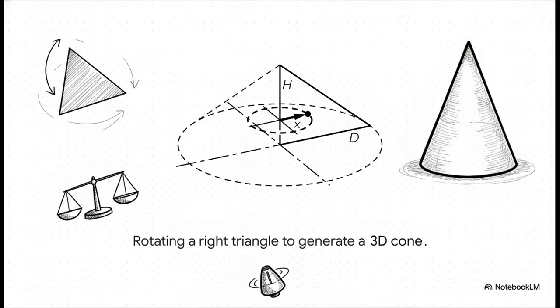Suppose we want to find the center of mass of a perfectly flat right triangle. Instead of doing flat 2D math, imagine taking that triangle and sweeping it through a full 360-degree rotation around its vertical axis. By sweeping it through space like that, you generate a 3D solid, specifically a cone.